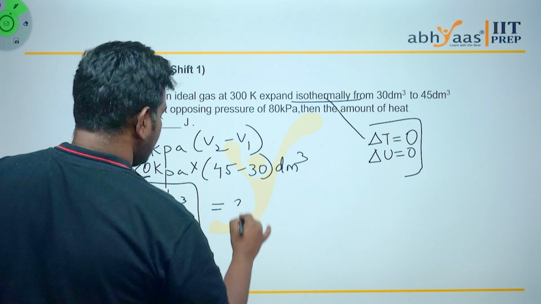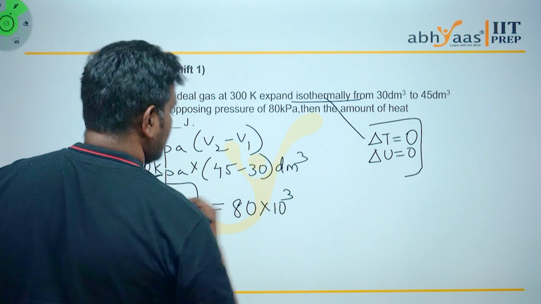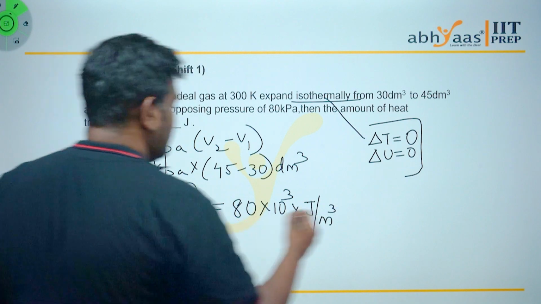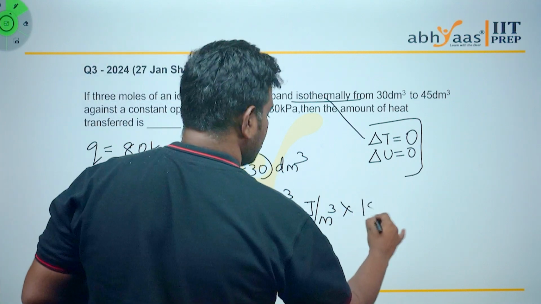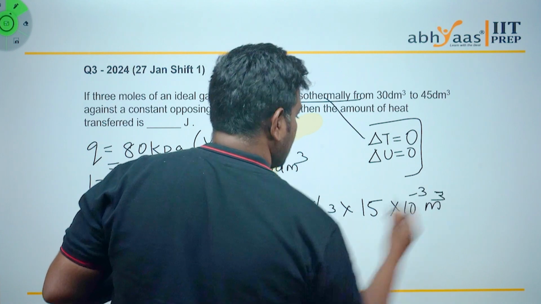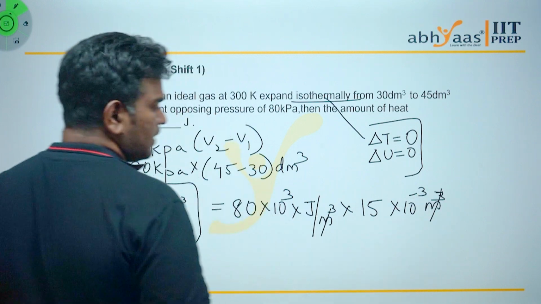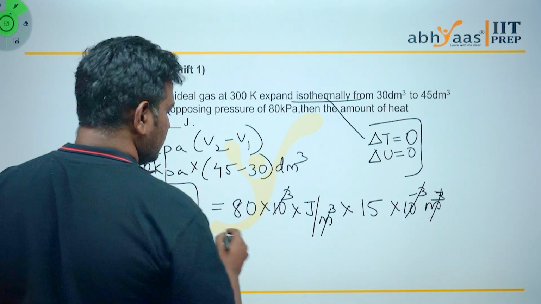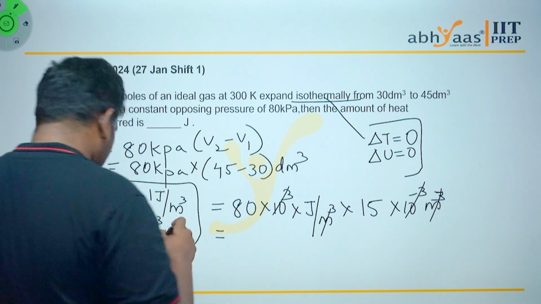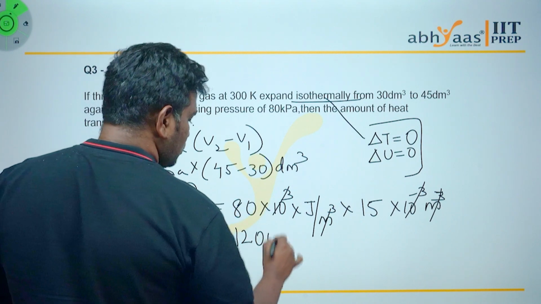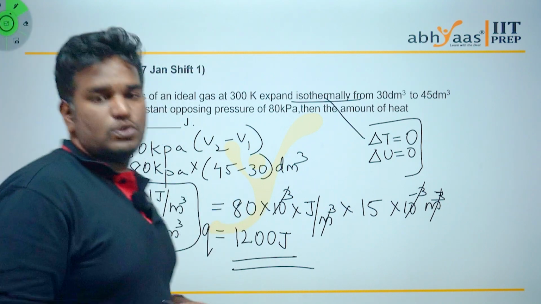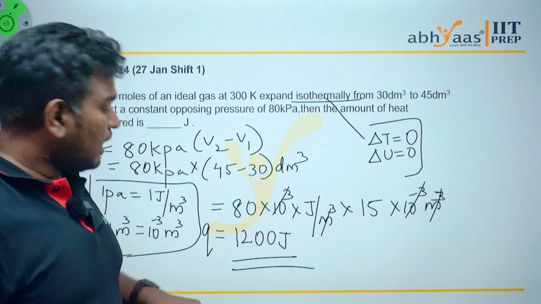So here I am putting 80 kilopascal. Kilo means it is 10 raised to 3, and Pascal I am writing as joule per meter cube, and into 45 minus 30, you know that it is 15, right? Dm cube, I am writing dm cube as into 10 raised to minus 3 meter cube. So here the meter cube and the meter cube will be cut. Here 10 raised to 3 and 10 raised to minus 3 will go. So at last you will be having what? 80 into 15, that means you will be having the answer as 1200 joules. Right. So here the Q value will be 1200 joules.